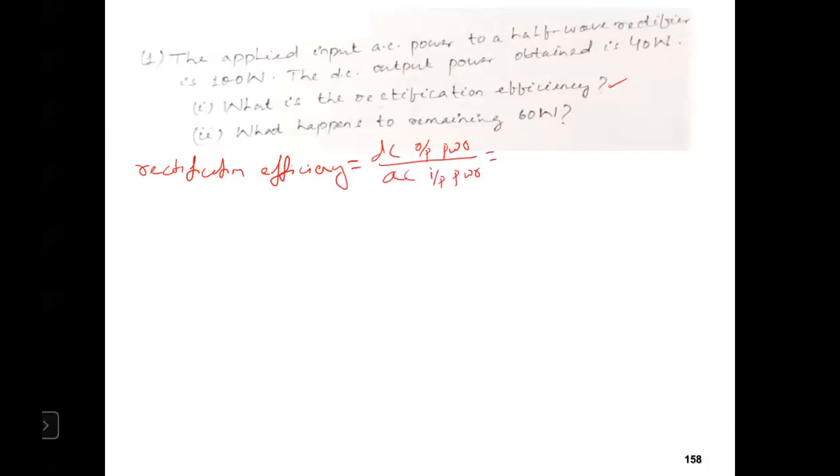Okay, so here you are getting 40 watt in the output, and in the input you are giving 100. In percentage, it will be equal to 40 by 100 into 100%. So it will be equal to 40%. But tell me, what happened to the remaining 60 watt?